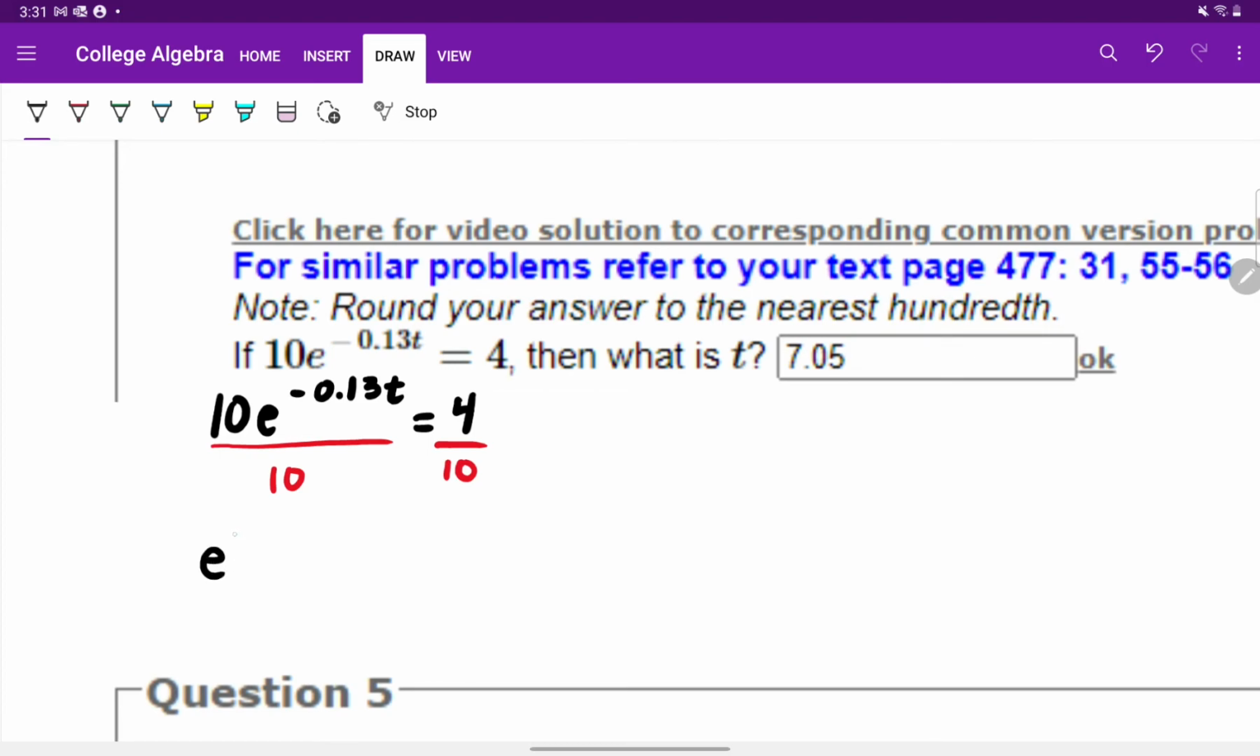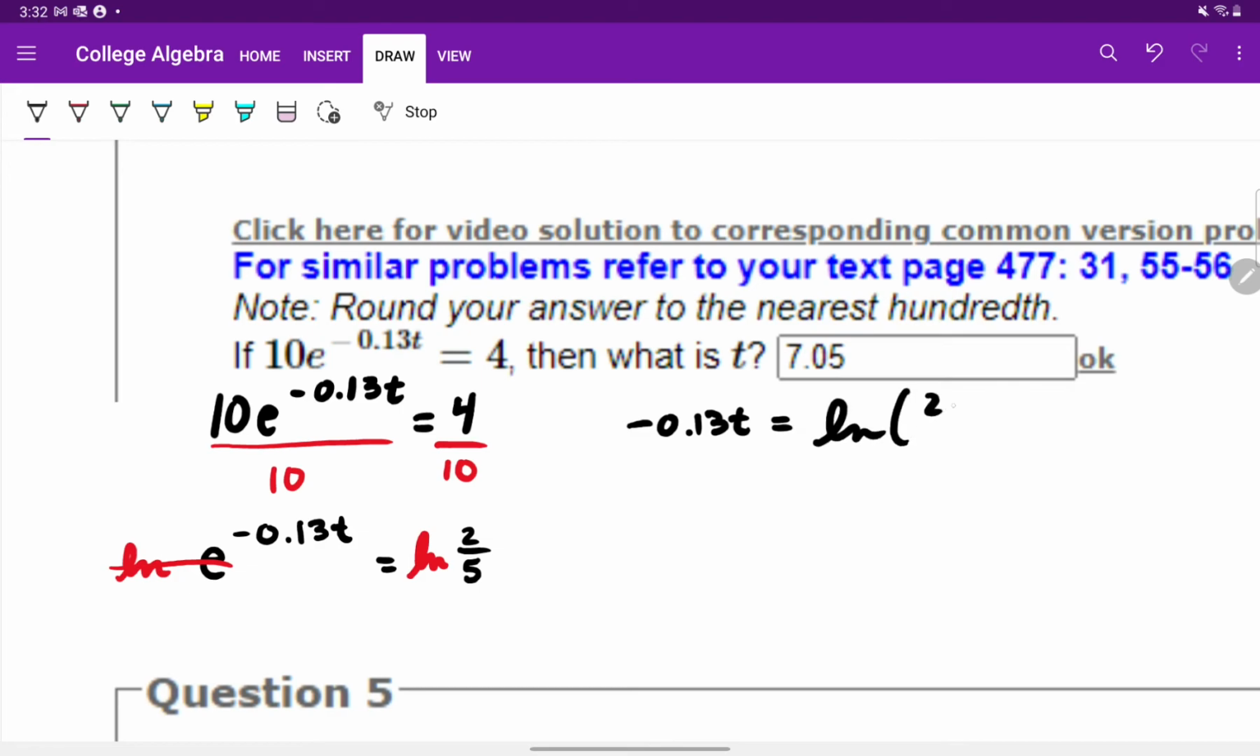So that'll be e to the negative 0.13t is equal to 4/10, which is the same as 2/5. Now, in order to continue, we are going to have to cancel out the base e, and we do that by using its inverse, which is natural log of both sides. So on the left, the natural log and the e cancel, so we'll have negative 0.13t equals natural log of 2/5. And finally, to get that t completely by itself, we're going to divide both sides by negative 0.13.